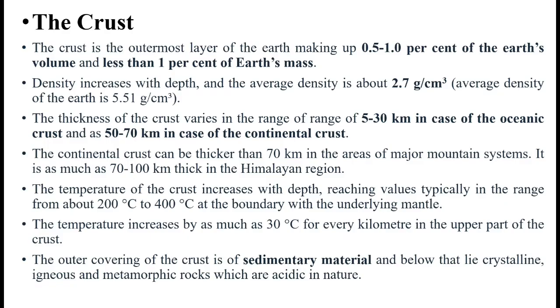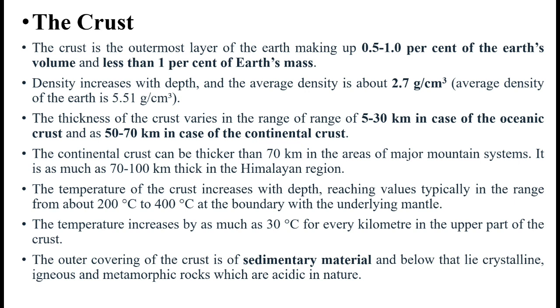Then the first, outermost layer, which is the crust. Crust is the outermost layer of the earth, and it is less than 1% of earth's mass. Density increases with depth and average density is about 2.7 grams per cubic centimeter. The thickness of the crust varies in the range of 5 to 30 km in case of oceanic crust and 50 to 70 km in case of continental crust.